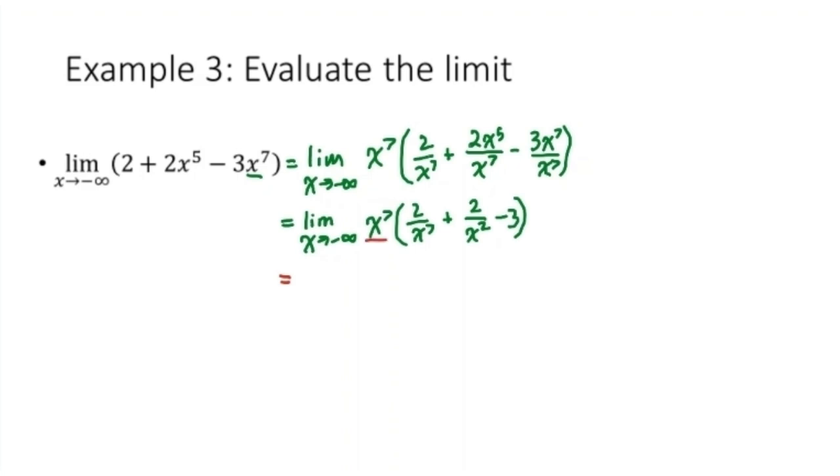The x to the 7th, as x approaches negative infinity, will approach negative infinity due to our limits of power functions. The 2 over x to the 7th will approach 0. 2 over x squared will approach 0, while negative 3 stays negative 3. From there, we can evaluate 0 plus 0 minus 3, which is negative 3. Negative infinity times negative 3. A negative times a negative is positive. And since we're multiplying infinity with a number, we know the result will be infinity. Since it has to be positive and infinity, our answer must be positive infinity.